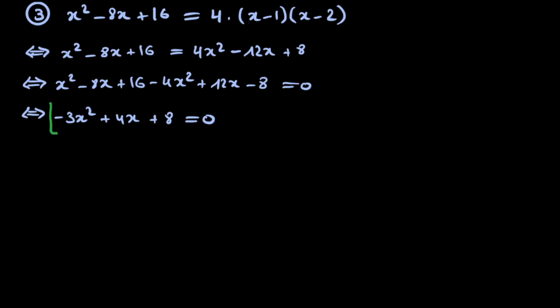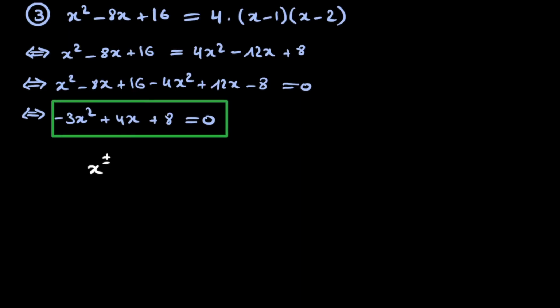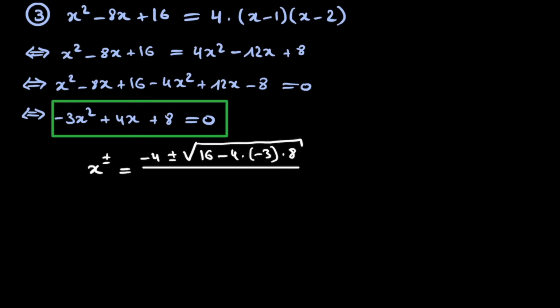And we see that we've reduced our complicated looking radical equation to a simple quadratic equation, which we can now very easily solve. We know that for a quadratic equation, we have two solutions, x plus minus, which is equal to minus b, in this case minus 4, plus or minus the square root of 4 squared, so 16, minus 4 times a, which is minus 3, times c, which is in this case simply 8. And we divide this whole by 2 times a, so in this case minus 6.